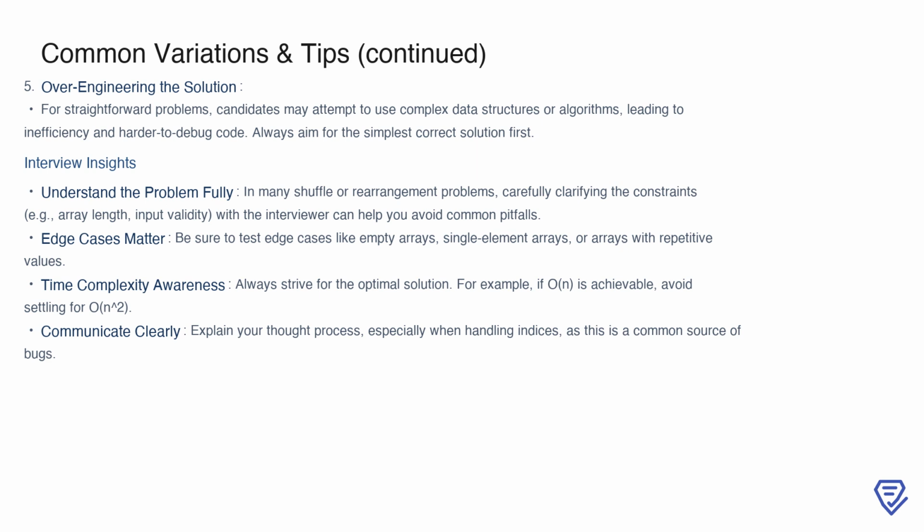Now, let's touch on some interview insights. Fully understanding the problem is critical. In shuffle or rearrangement tasks, clarifying constraints like array length or input validity with your interviewer can help you avoid misunderstandings. Testing edge cases is also crucial. Consider scenarios like empty arrays, single-element arrays, or arrays with repetitive values. Time complexity awareness is another important aspect. If an O(n) solution is achievable, you should avoid settling for less optimal approaches like O(n squared).